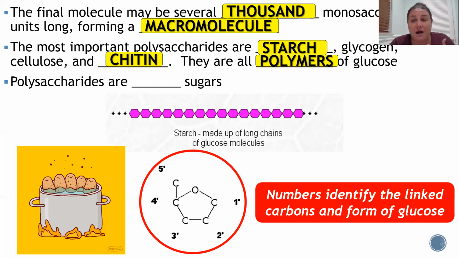And these polysaccharides that we're going to be talking about, like starch, like potato, pasta, don't taste sweet. They're not sugars. So that's what we're going to be talking about in our next video.